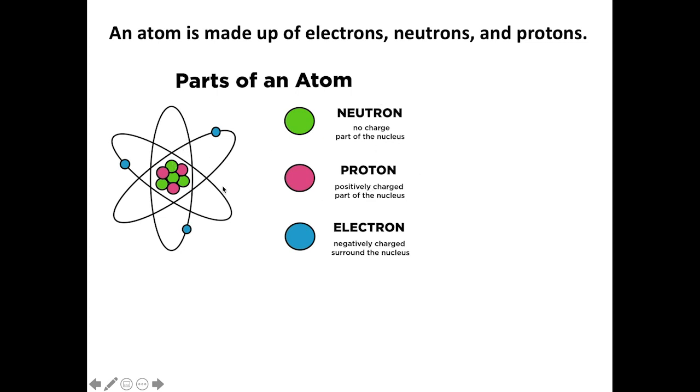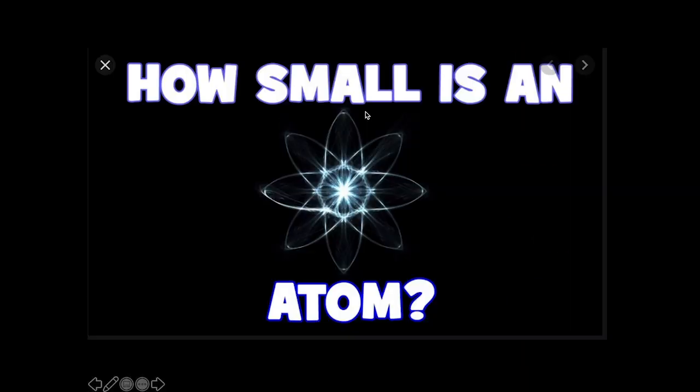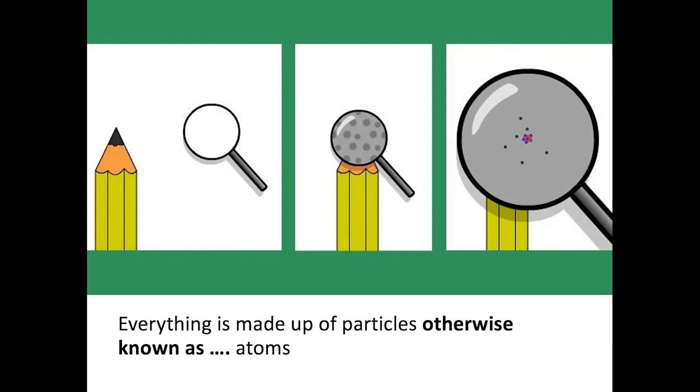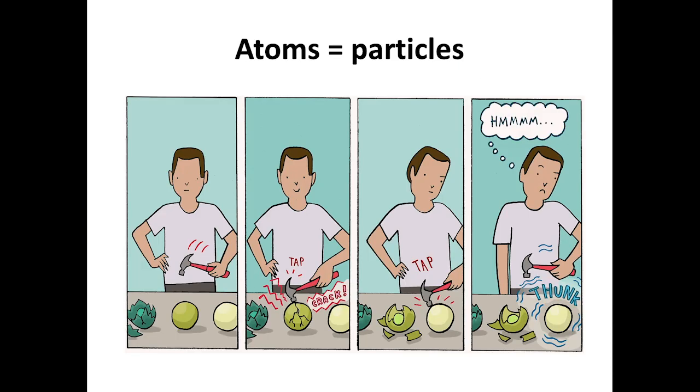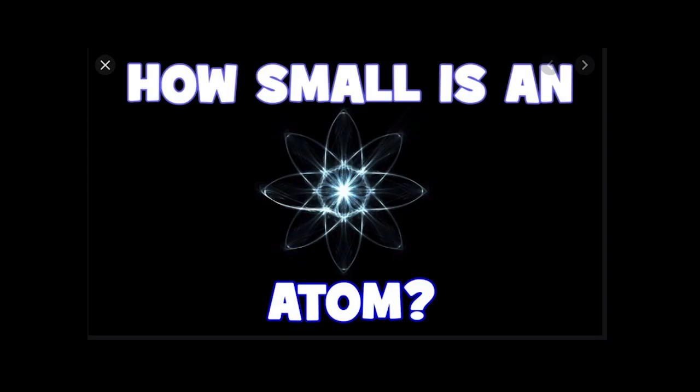So remember, when we're talking about atoms, we're talking about those very, very tiny particles that make up matter. In a pencil lead, we're going to have billions and billions of atoms, just like we had all of those little blueberries in the grapefruit. So there's lots of atoms that are composing matter.